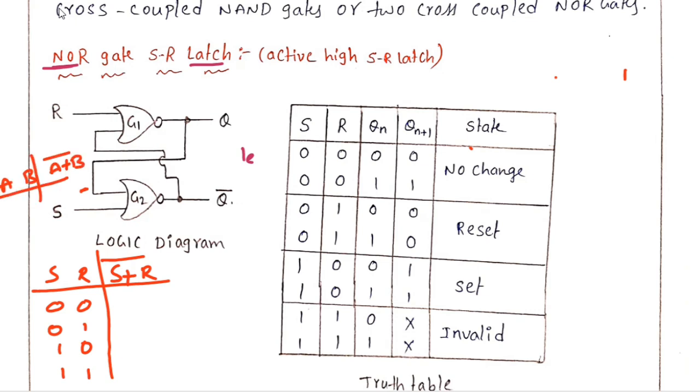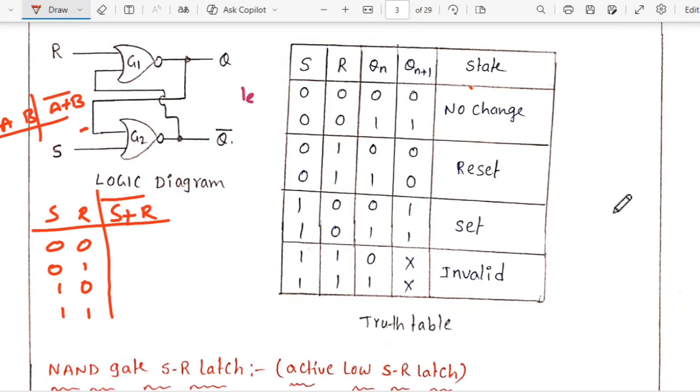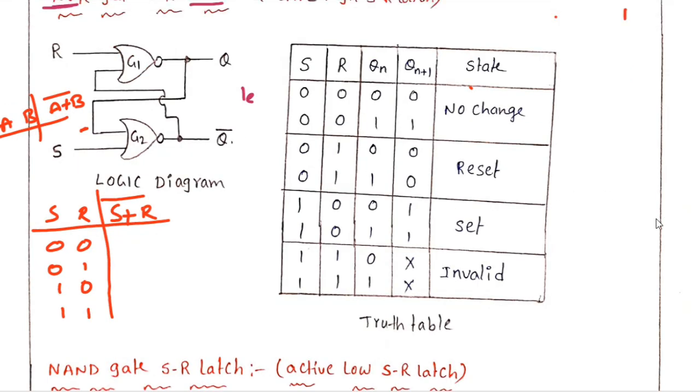Similarly I wrote here S R, because in this NOR gate we are giving S as an input, R as an input, right? Now for a NOR gate, when both inputs are 0, the output is high, and in all the remaining cases the output is 0. Okay, now this is about the NOR gate output. Clear?